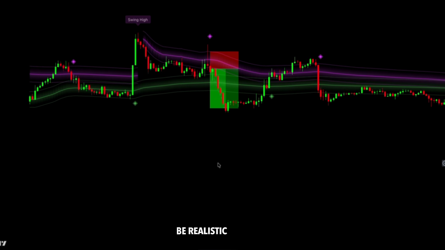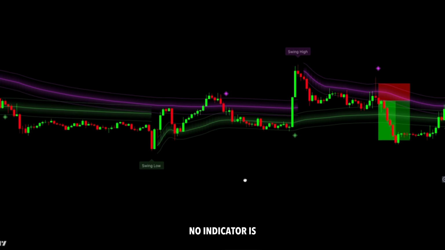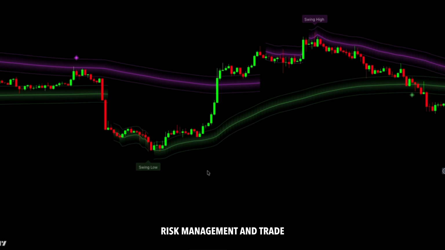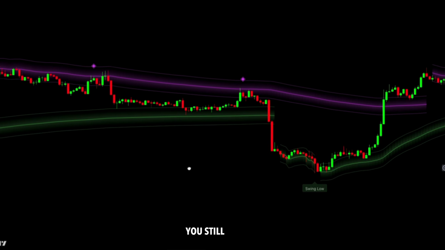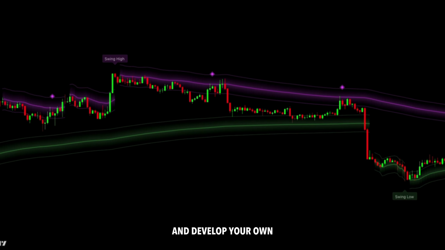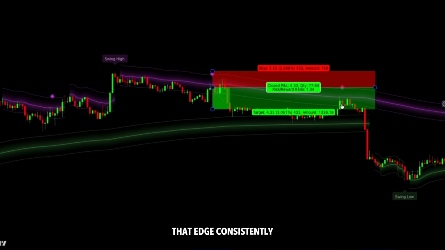Now, I want to be realistic with you. This is not a magic bullet. No indicator is. You still need to understand market structure, risk management, and trade psychology. You still need to put in the work to backtest, paper trade, and develop your own trading plan around this tool. The indicator gives you an edge, but it is up to you to execute that edge consistently.